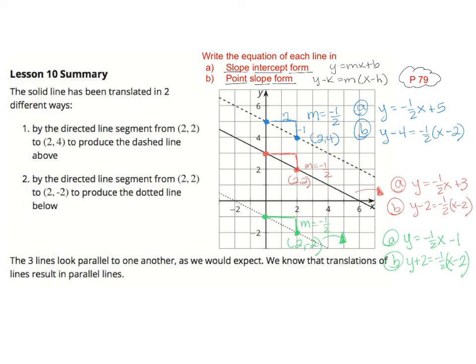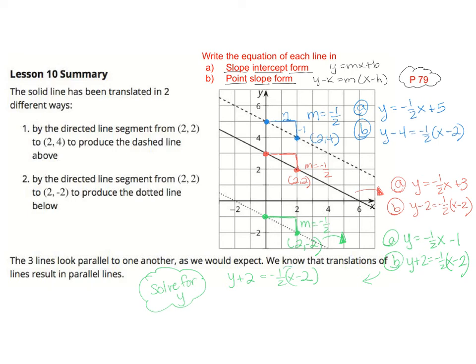Before we leave the screen, I want to talk about how the point-slope form is the same as the slope-intercept form. So let's use this green equation. This y plus 2 equals negative 1/2 x minus 2. I can solve this for y. So what we've done a couple times is we've solved for y. I could do that again. I better get the same equation that was in A. So let's see if I do.